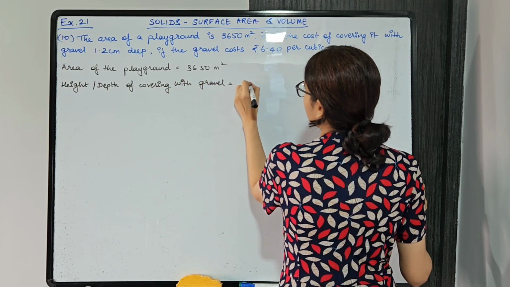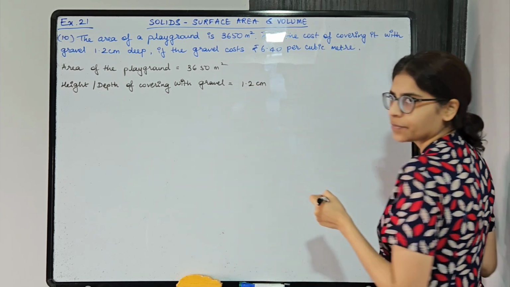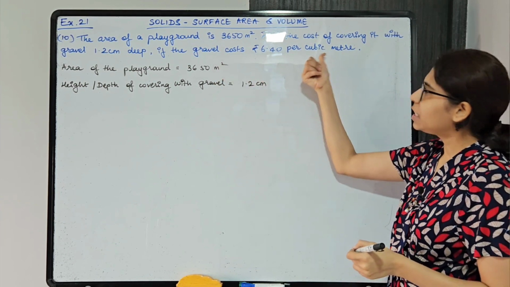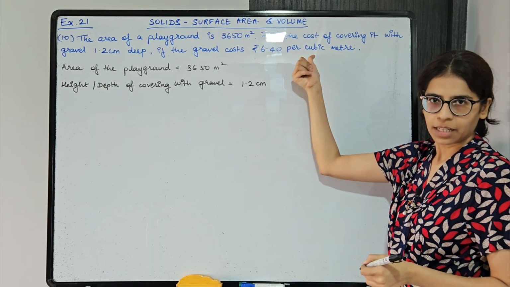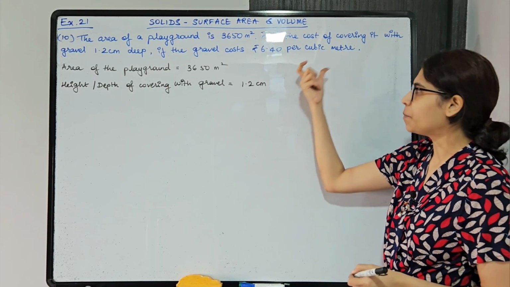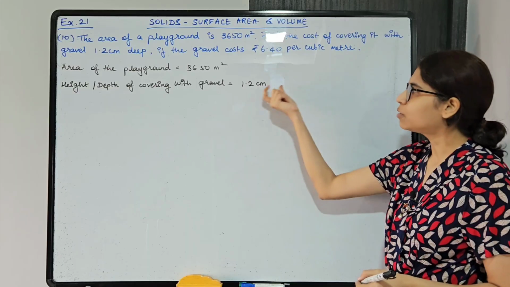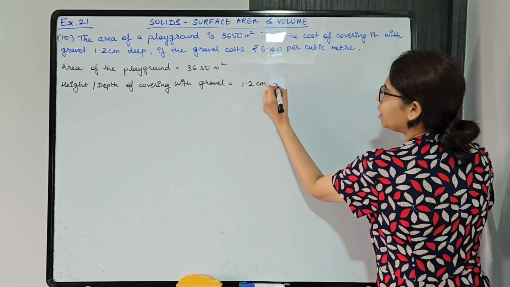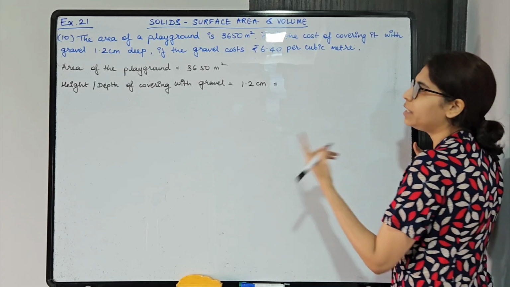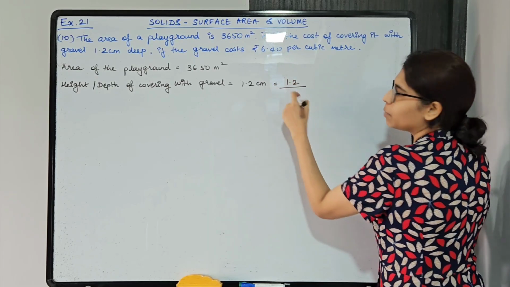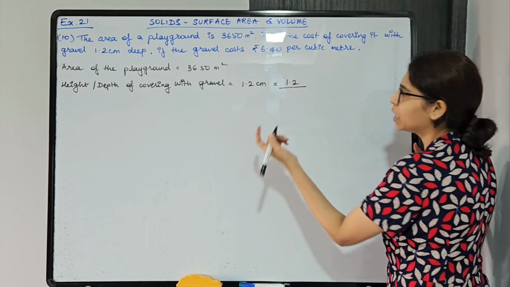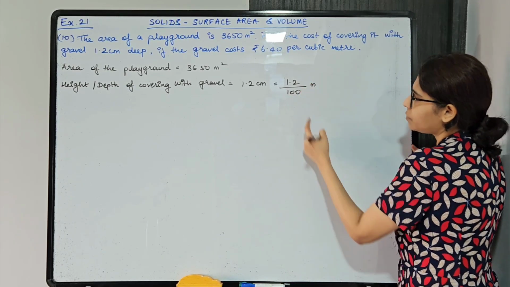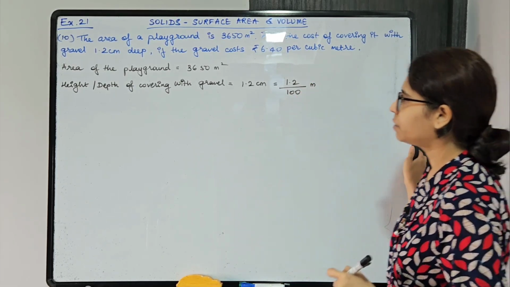It is 1.2 centimeter. Area is in square meter. The cost of graveling is in cubic meter, right? Cost something per cubic meter. So this is in meter, this is in meter. तो इसको भी मीटर में कन्वर्ट करना है, ठीक है? So centimeter to meter, that is smaller to bigger, you will divide. So divide by how much? 100 centimeter make 1 meter, so divide by 100. Okay. So 1.2 divided by 100 meter.